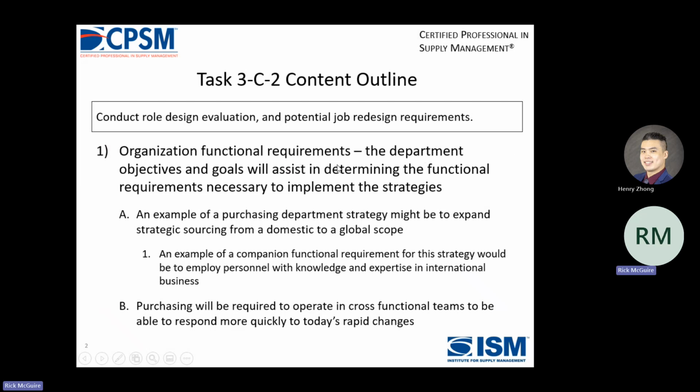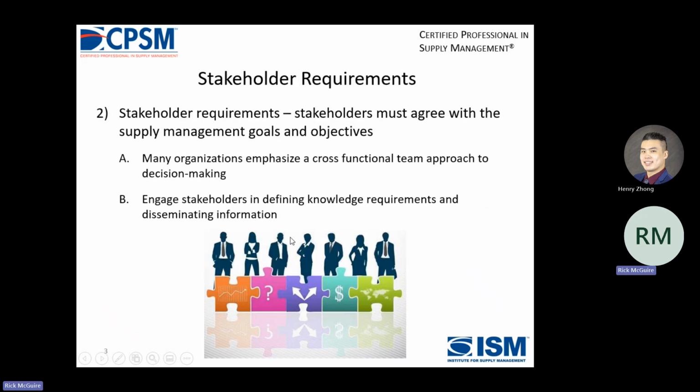Organizational functional requirements. The department objectives and goals will assist in determining the functional requirements necessary to implement the strategies. An example of a purchasing department strategy might be to expand strategic sourcing from a domestic to a global source. An example of a companion functional requirement for this strategy would be to employ personnel with knowledge and expertise in international business. So purchasing will be required to operate in cross-functional teams, be able to respond more quickly to today's rapid changes. So that's probably part of the requirement.